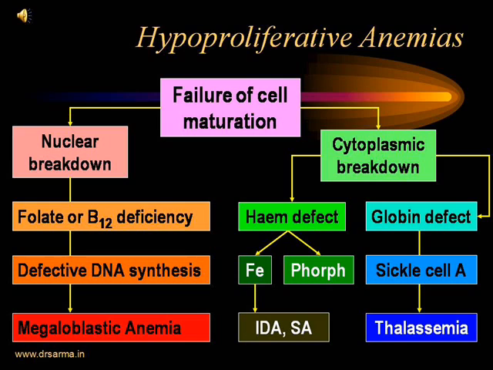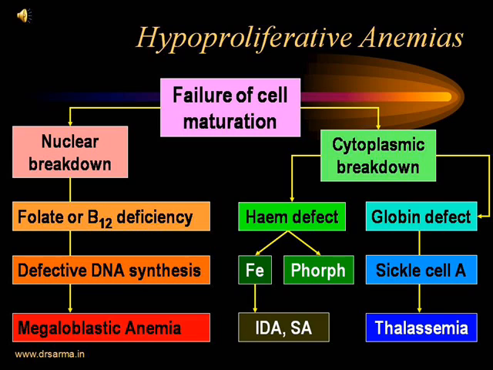On the other hand, if you look at the right hand side of the flow chart, we have anemias due to a problem of cytoplasmic maturation, and these could be called cytoplasmic breakdown. The cytoplasm of the RBC we know contains hemoglobin. Hemoglobin we know again has got two components, one component called the heme, the other protein component called the globin.